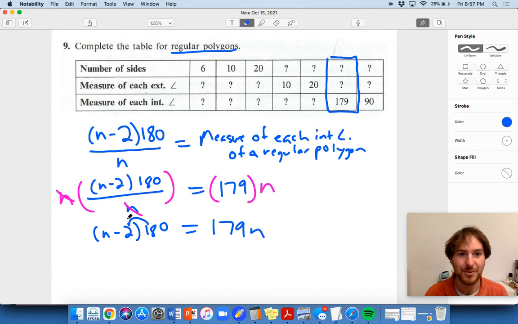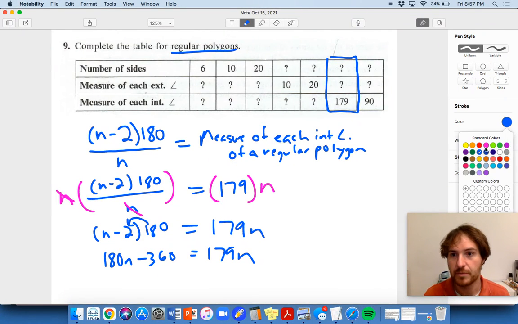Here, I'm distributing kind of backwards. So negative 2 times 180 is negative 360, and 180 times n is 180n, equal to 179n. And I'm going to collect my variables. I have more variables over here, so I'm going to bring these ones over to this side, and then the number of variables I have will be positive.